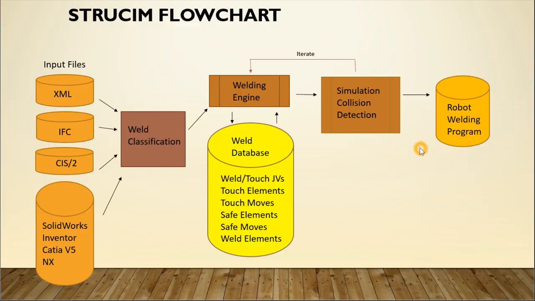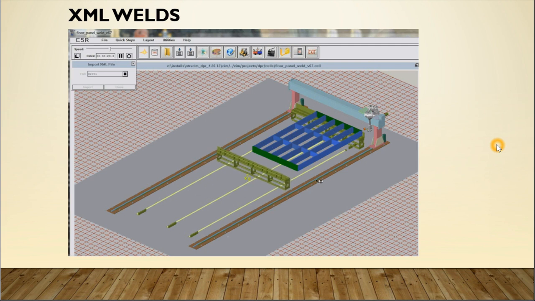Here's a flow chart for StruSim and what we do. We have different input files. XML you just saw. We also have IFC, structural steel, CIS2, and we could also use mechanical CAD interfaces, SolidWorks, Inventor, that kind of thing. We classify the welds, and then we have our welding engine, and we check for collisions, and then when we're done we produce a robot welding program. In this case Kawasaki, but we could also do Fanuc or Motoman or Kuka or whatever we have.